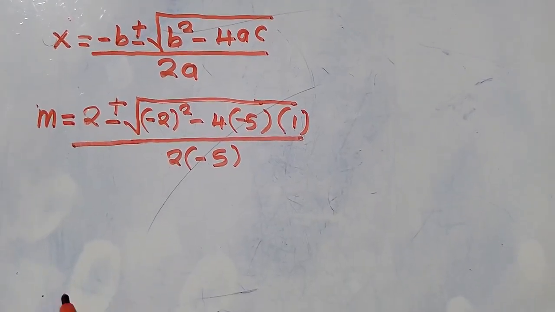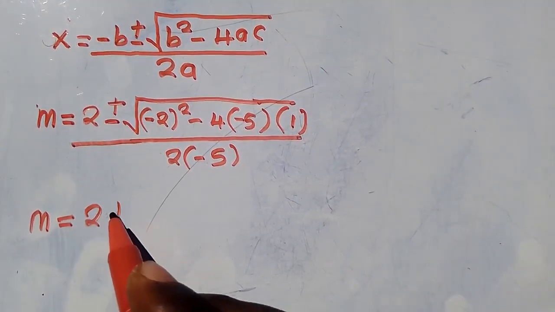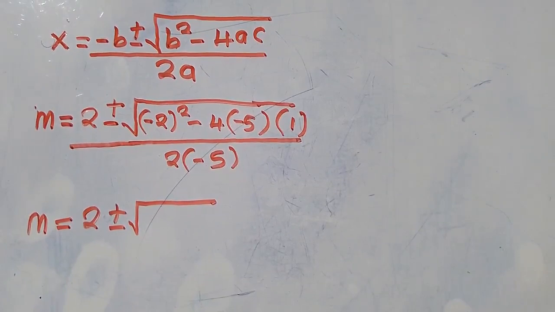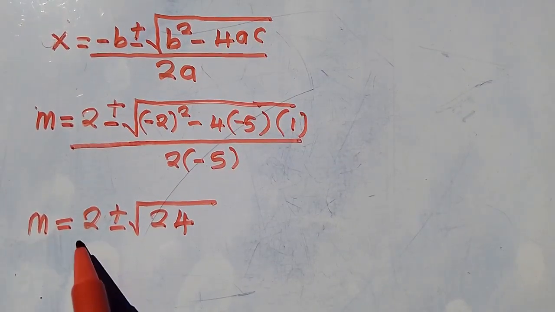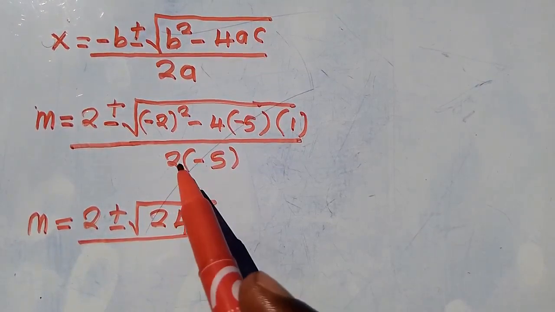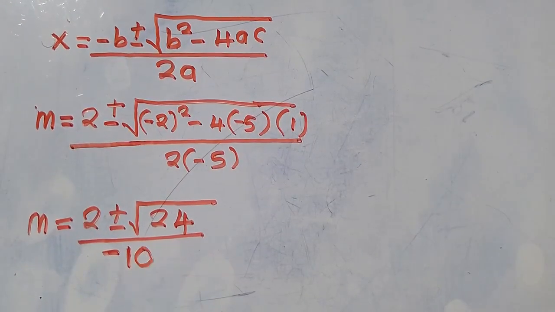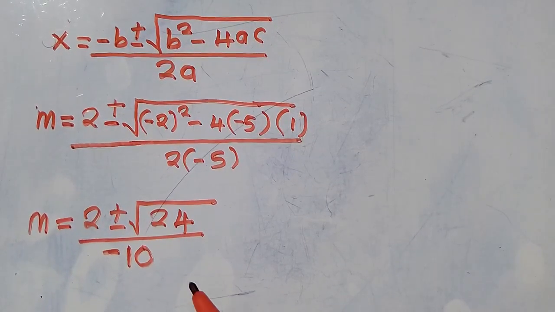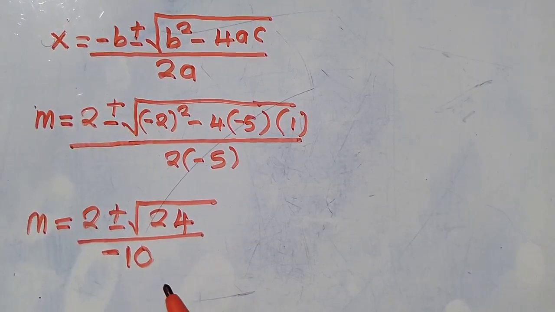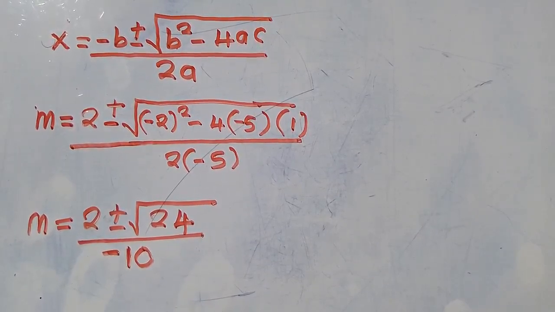You follow the procedures, where you say m is equal to 2 plus or minus. What is the answer to everything in the brackets? Negative 2 squared is 4, minus 4 times negative 5 times 1. What answer are you getting? You're getting 24. So I put my 24 there, over what? When I multiply here, I get negative 10. The other mistake is this one: you cannot have a negative answer under a root. Whenever you find yourself having a negative answer there, know that you've made a mistake somewhere.